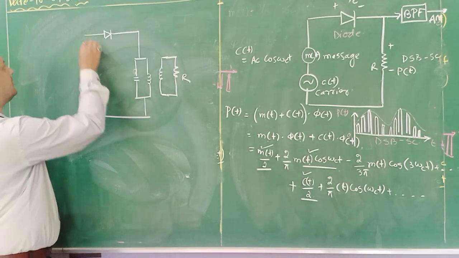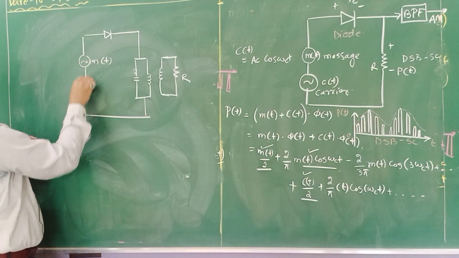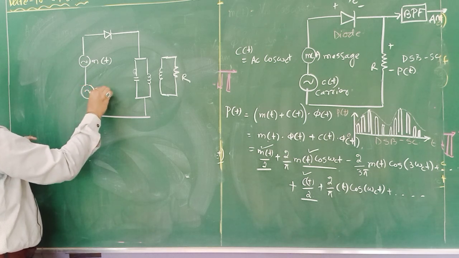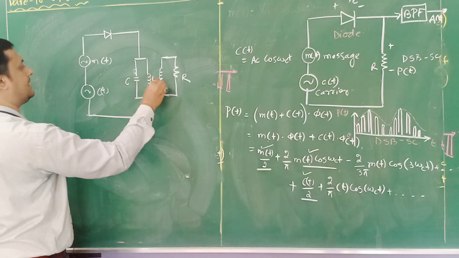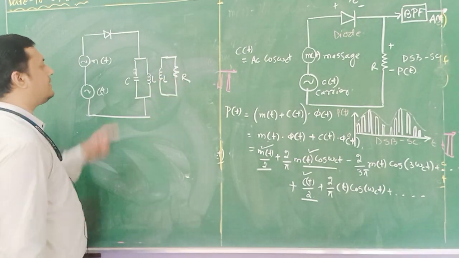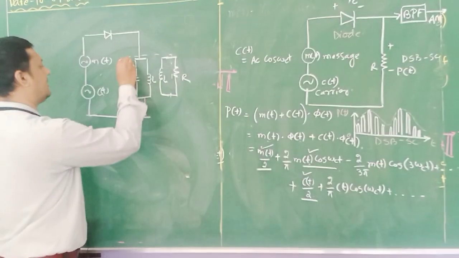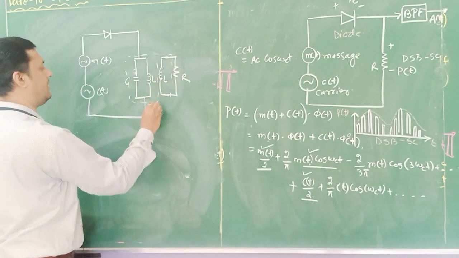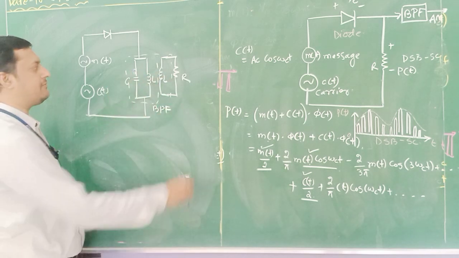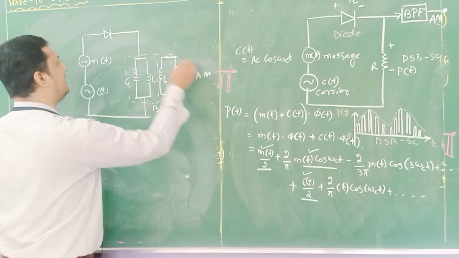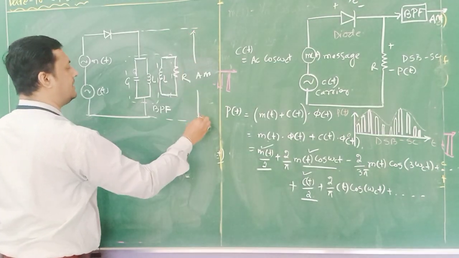Okay. So this is the message component. This is the carrier component. This is C, this is L and R. So this is called our band pass filter. This one is called our BPF. And the output of the band pass filter is the AM signal. So whatever output we are getting is called the AM signal.